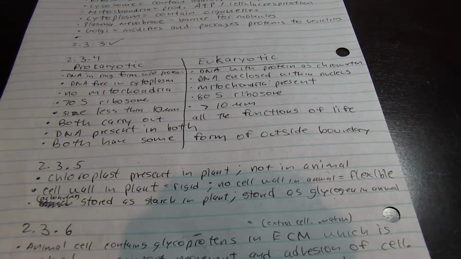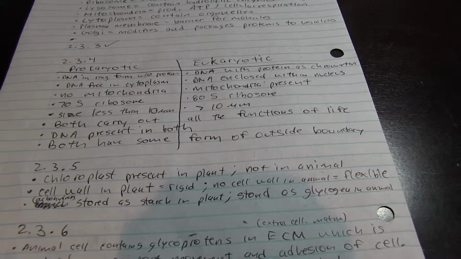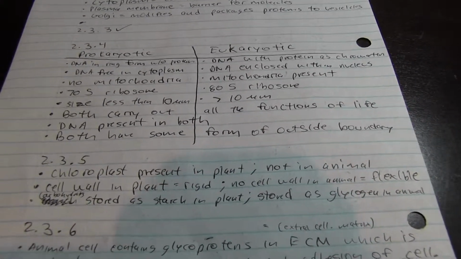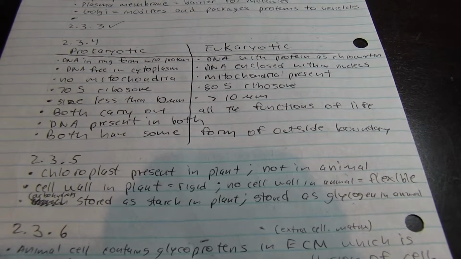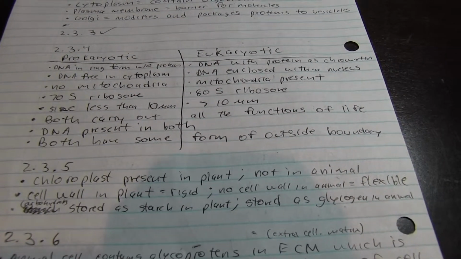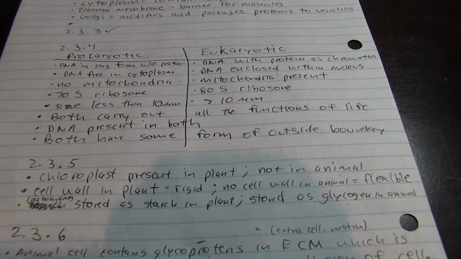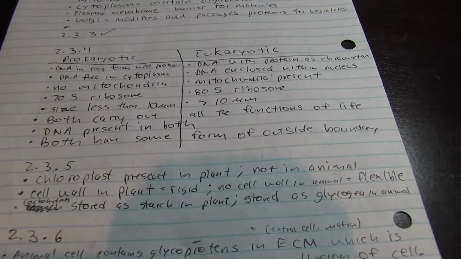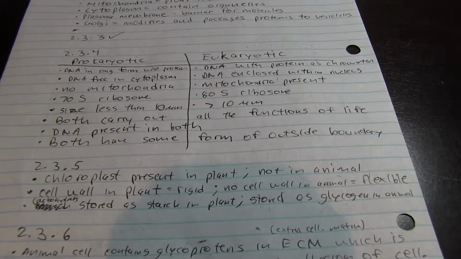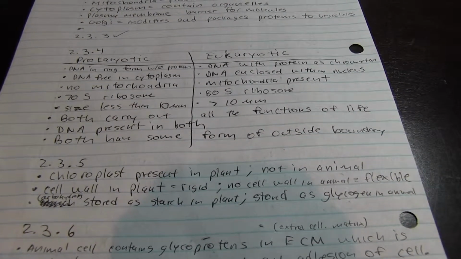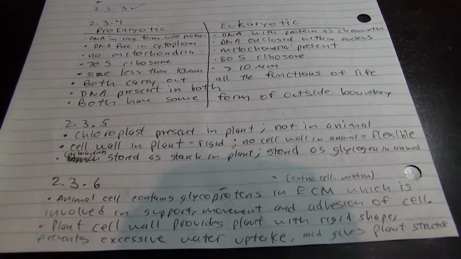Basically, there's chloroplast in plants. There is no chloroplast in animals. The cell wall in plants gives the cell a very rigid shape, whereas there's no cell wall in animals, leaving them very flexible. Carbohydrates are stored as starch in plants, whereas they're stored as glycogen in animals. The keyword you guys want to use is whereas, so that you're really highlighting the difference between them.